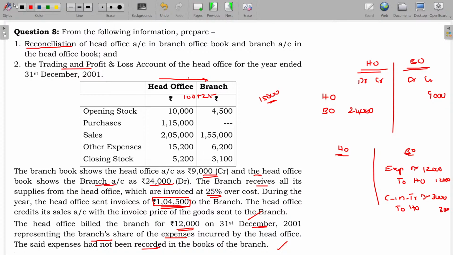Now after this, HO account will be credited by another 12 and 3. This value becomes how much? 15,000. Because of that, additionally we get expenses 12,000 rupees and cash in transit 3,000 rupees. When this 15,000 is included, it becomes 24,000. Now it is matching. This is the reconciliation. Clear?